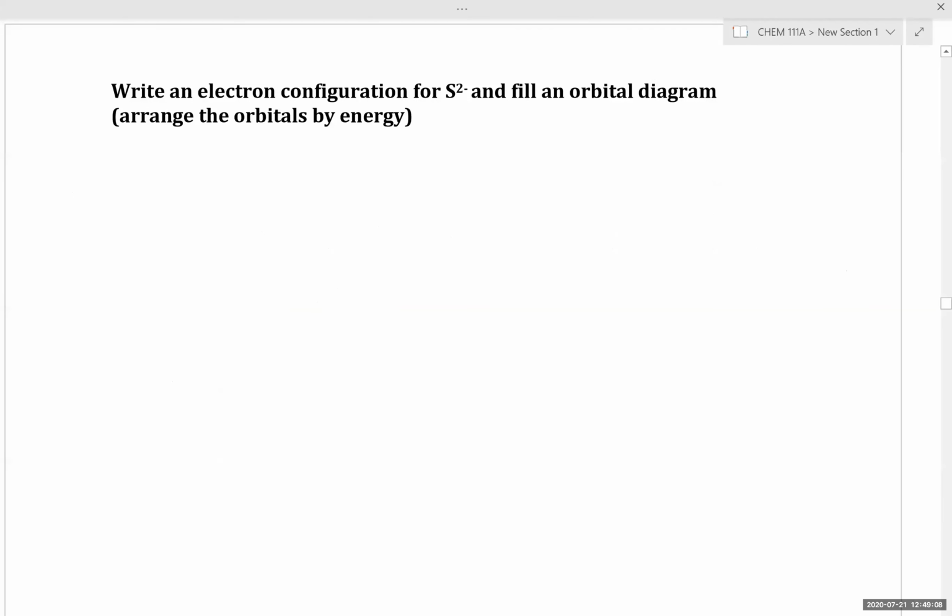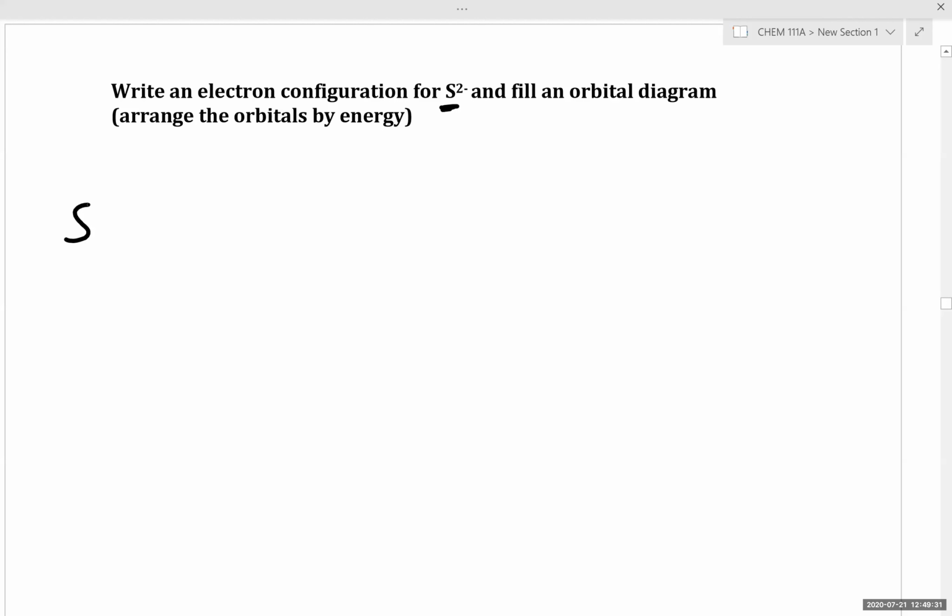Okay, when we last left off, we were discussing electron configurations and orbital box diagrams. Let's start off today's lecture by reviewing an example and working through an example. So first and foremost, we're asked to write the electron configuration for sulfur 2-.